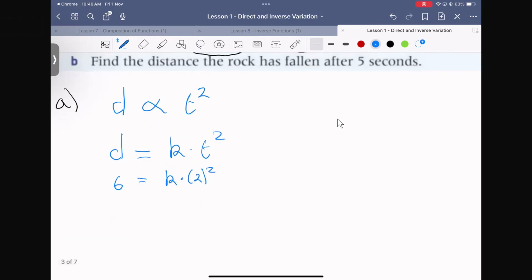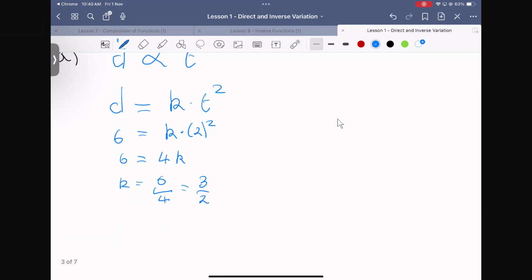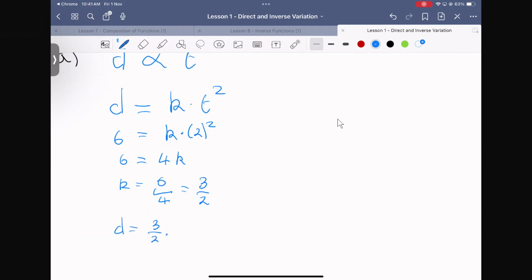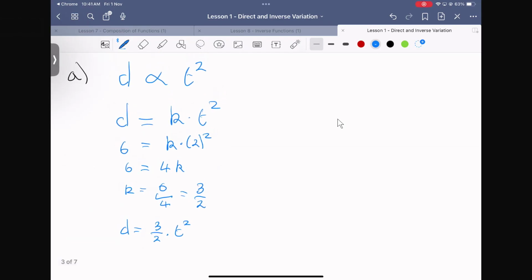We can solve this if you want. We're going to have 4 times K is equal to 6. K is equal to 6 over 4. K is equal to 3 over 2. So lastly, we can create our model. And we know now that D is equal to 3 over 2 times T squared. This is our model.